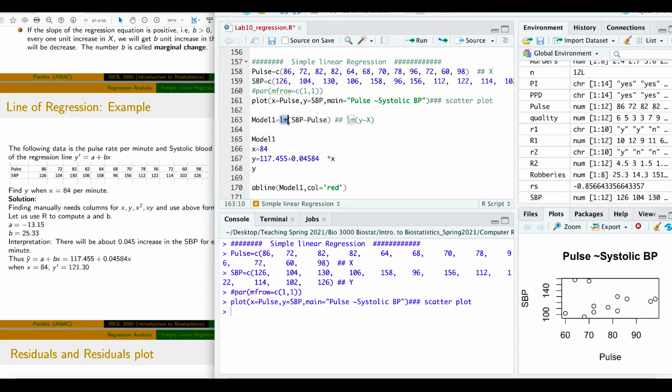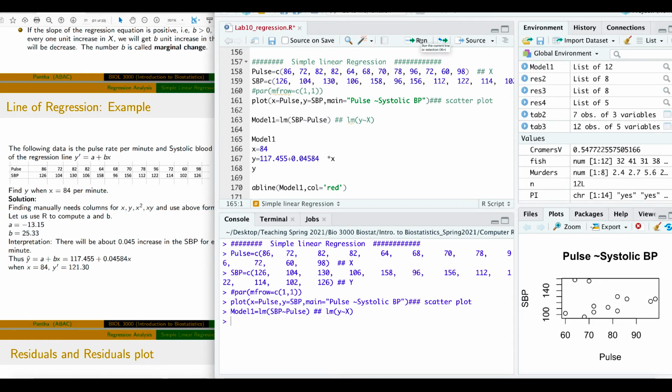So LM is the main function that calculates the regression line. That gives you the values of A and B. Okay guys, A is the y-intercept and B is the slope. Okay, so you do LM, and first of all you need the dependent variable y and then that sign, and then you do the independent variable x. That's what you should do. Okay, let me run this line.